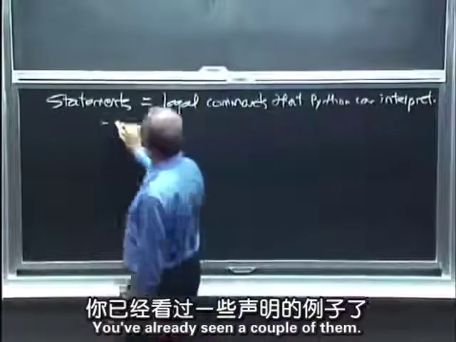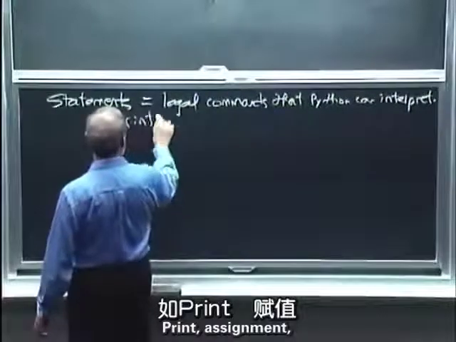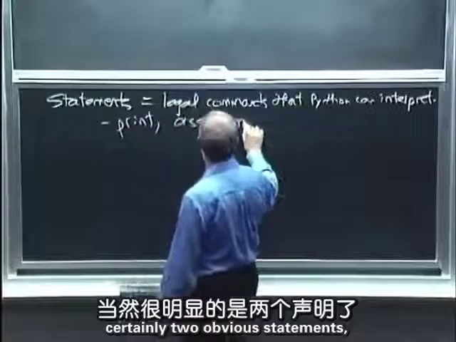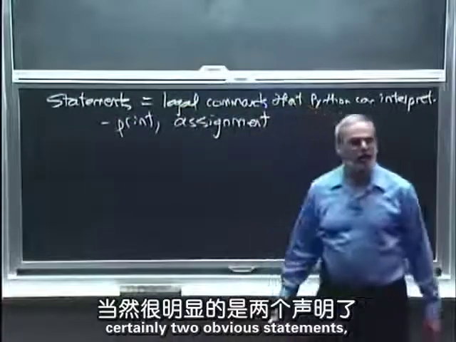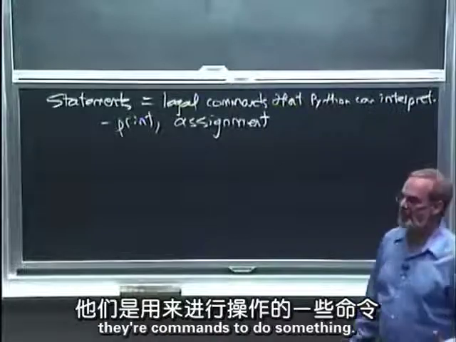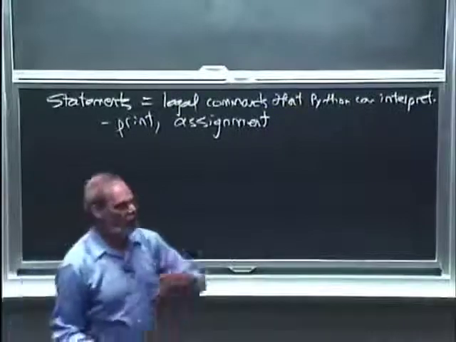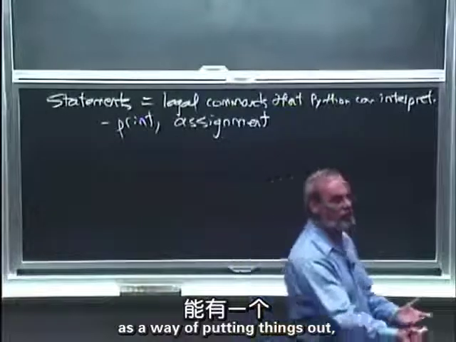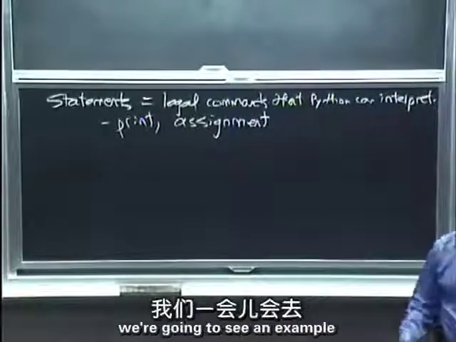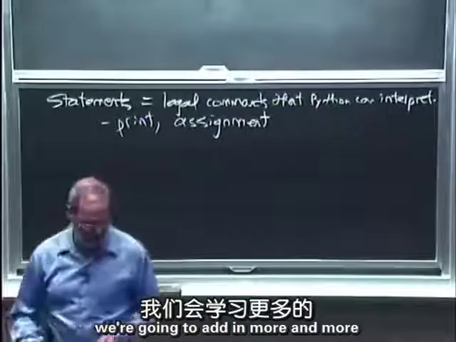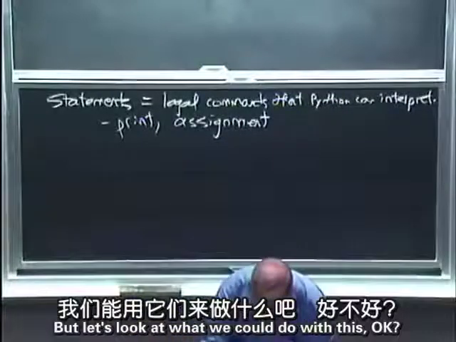And you've already seen a couple of them. Print, assignment. Certainly two obvious statements. They're commands to do something. Assignment is binding a name to a value. Print is saying put it back out on the screen. Obviously, if you have print as a way of putting things out, we expect to have ways of getting input in. We're going to see an example of that in a second. And as we go through the next few lectures, we're going to add in more and more of these statements. But let's look at what we could do with this.